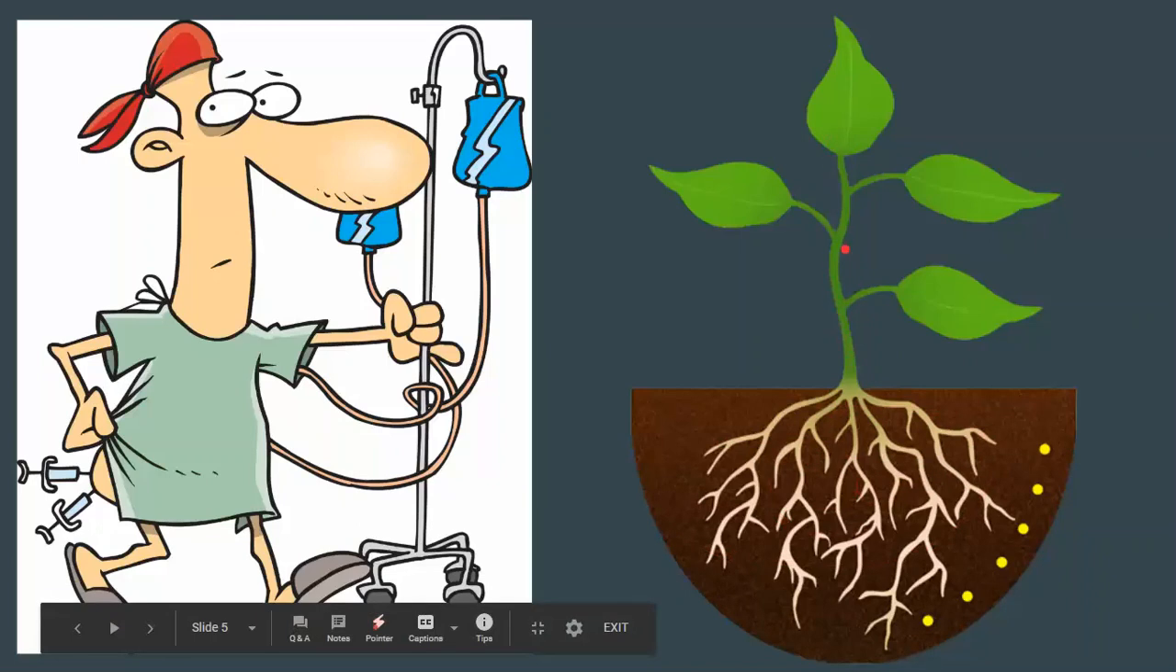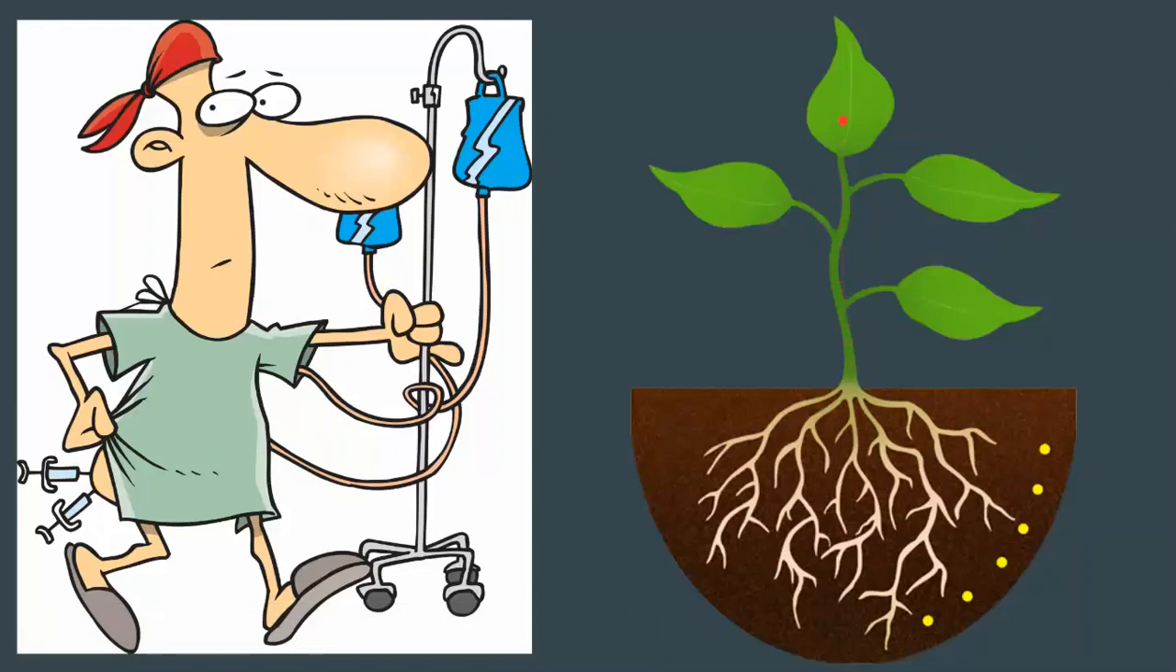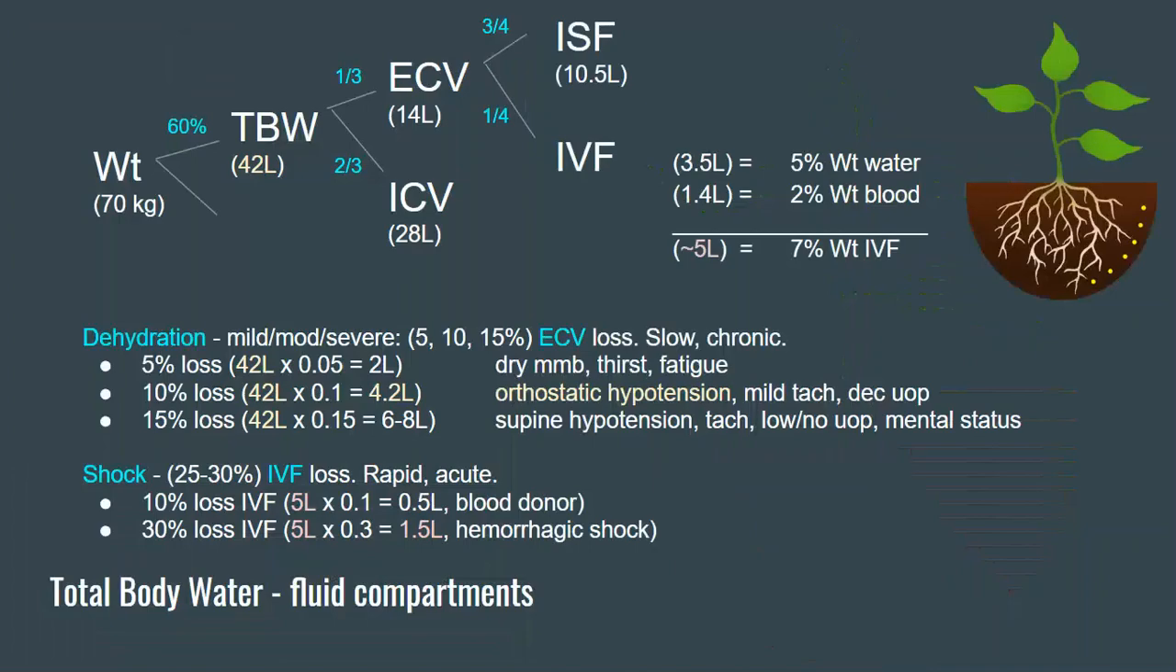And if the plant doesn't get water, the plant will wilt because maybe the soil is dry. Same thing with the patient. If the patient doesn't take PO liquids, or if the patient doesn't take IV fluids in some way, the patient gets too dry and the patient will start wilting. So let's take a look a little bit more at this kind of an analogy.